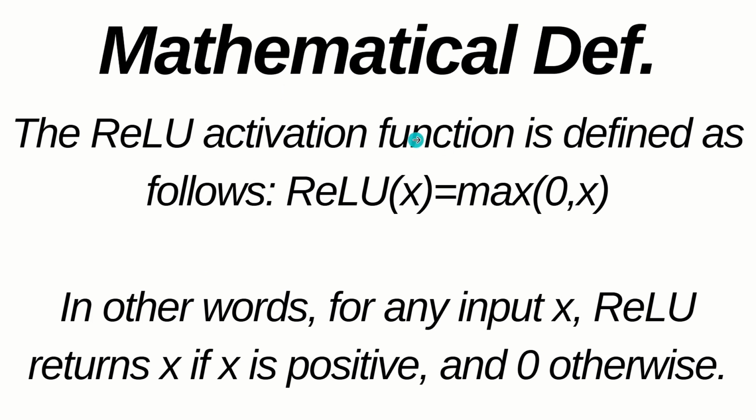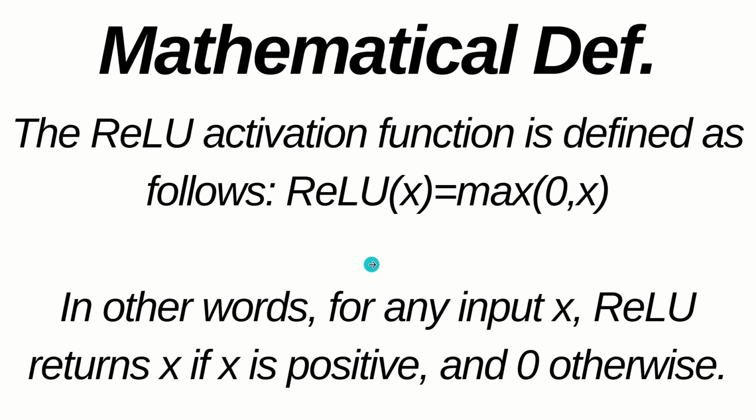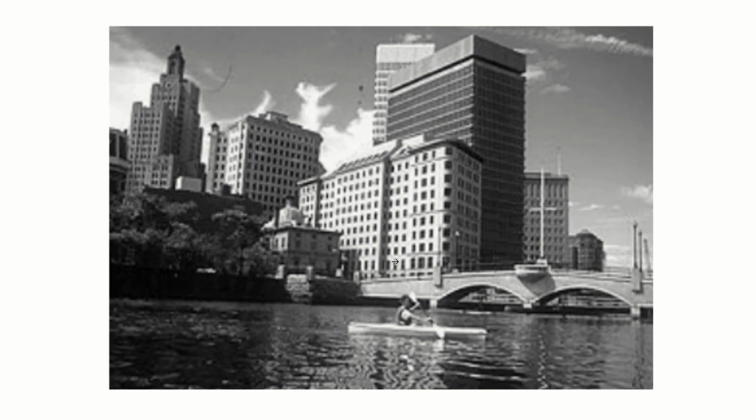Before we move to the example, let's discuss the mathematical definition, which I have already explained in one of my videos on the different activation functions used for artificial neural networks. One of the popular rectifier functions is ReLU, the rectified linear unit. In this mathematical definition, for any input x, ReLU returns x if x is positive and 0 otherwise.